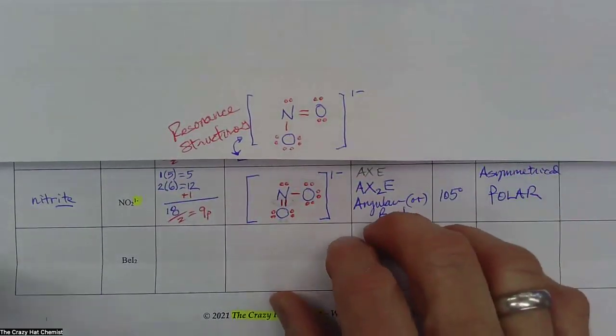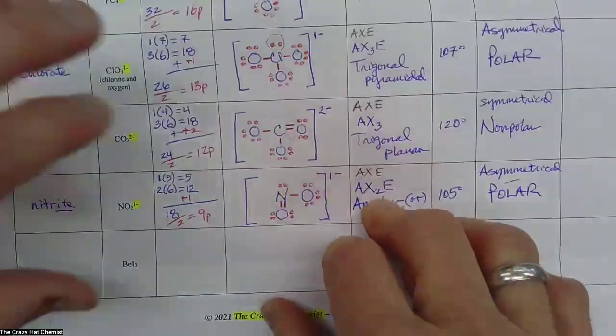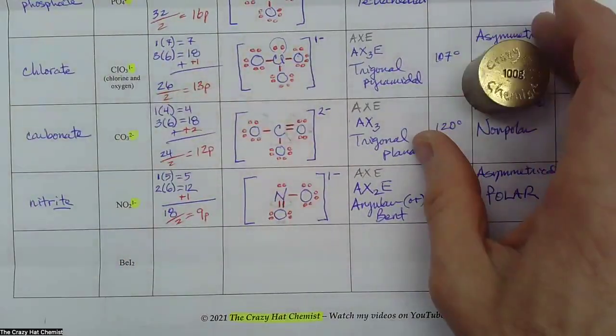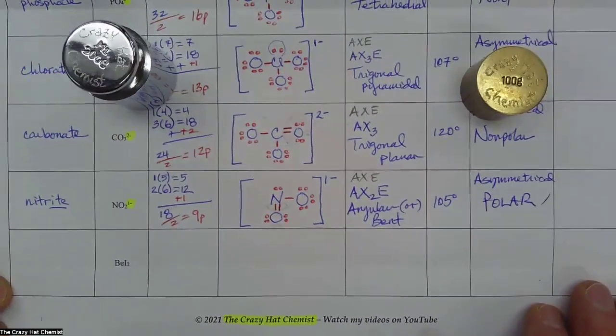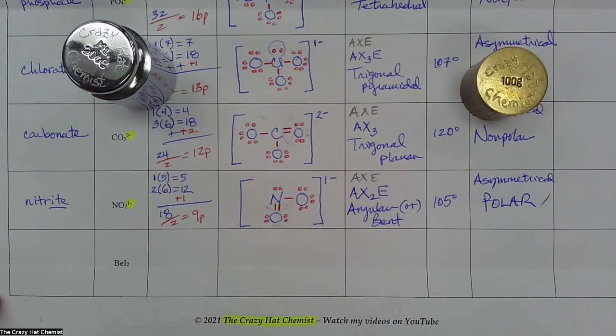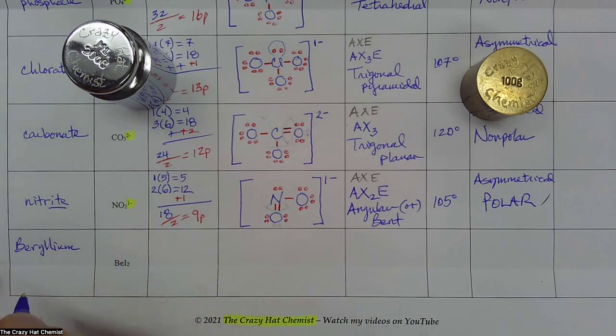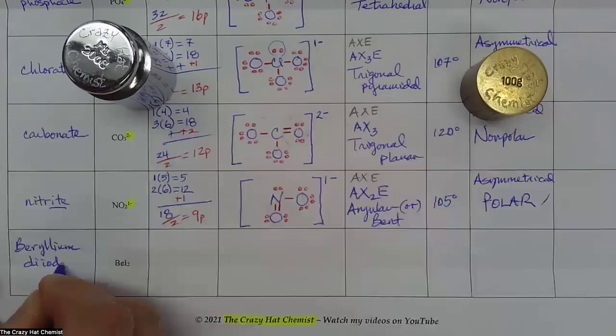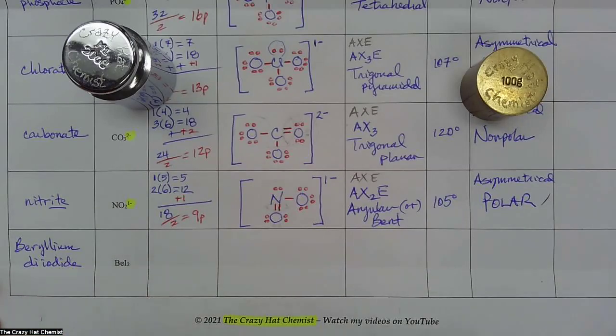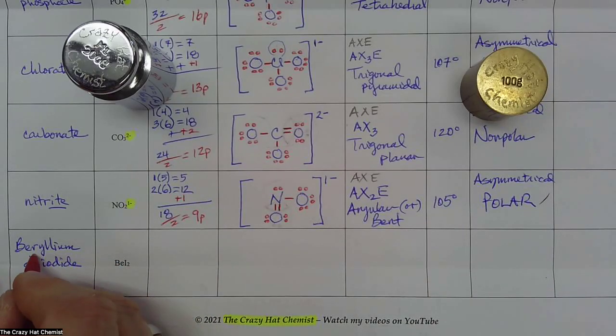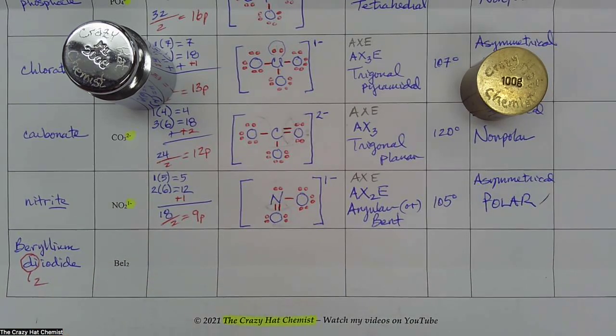Now I'm going to unfold this here. We have one more to do on this worksheet, and then we will actually be done with this worksheet. The next one here is BeI2. That's beryllium diiodide. So that 2 and that di go together because the prefix for 2 is di.